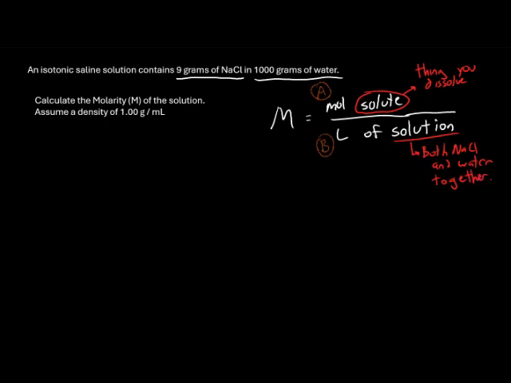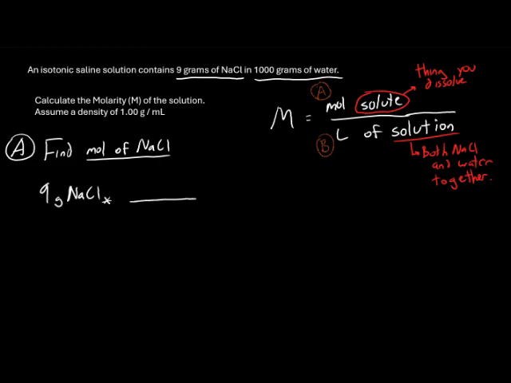Let's start with part A. So in part A, we're going to look at the solute, that's NaCl, and we're going to find the moles of NaCl. The information they give us about the NaCl is 9 grams of NaCl, and we'll start with that. Now we're going to multiply by a fraction to get out of grams and into moles. And recall that our conversion from moles to grams is going to involve the molar mass.